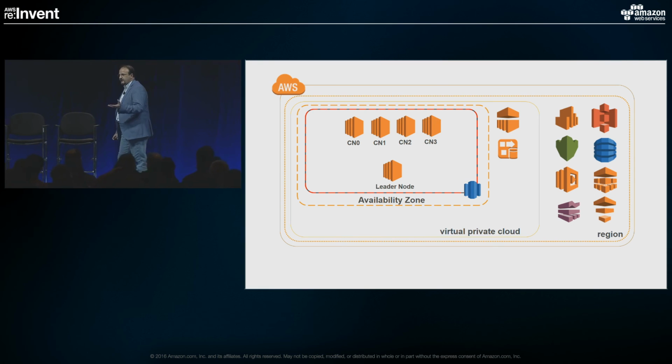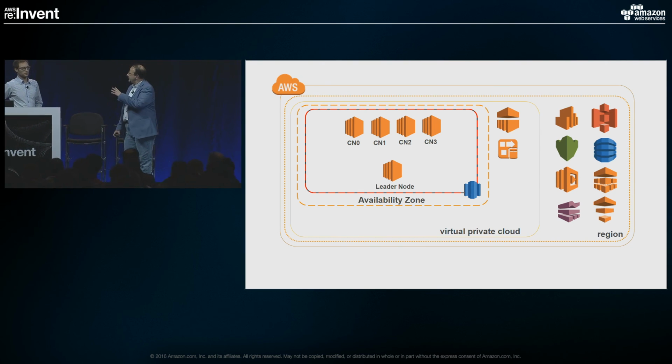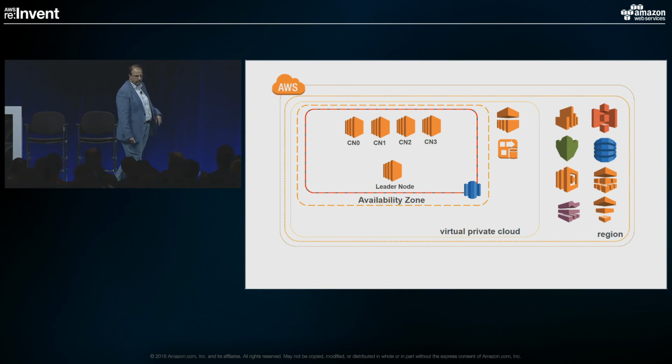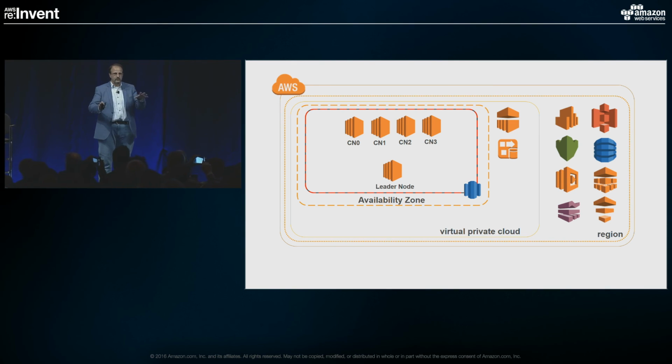Inside that availability zone, Redshift is always inside a single availability zone and inside of a VPC, a virtual private cloud. And it lives in a particular region. There are things you can do to restore a new cluster on a different AZ in the same region, or you can push your backups to a different region. But in general, on a basic level, Redshift lives in a single AZ.